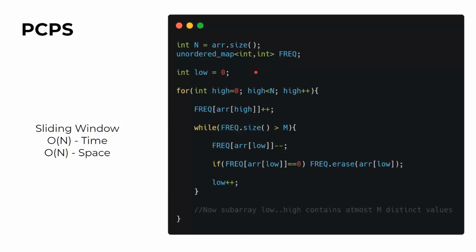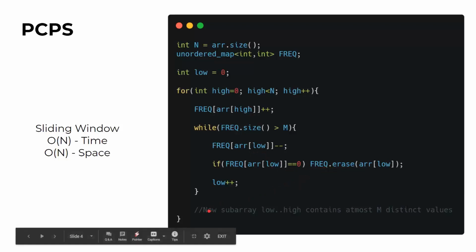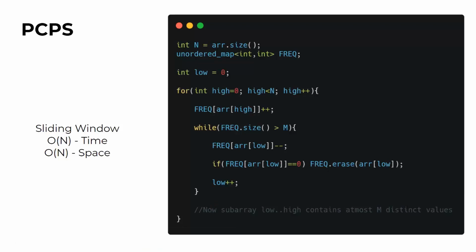Now we maintain two pointers, that is high and low. We iterate our high pointer from 0 to n minus 1 and we increment the frequency of the value present at the high index by 1. Now what we do inside the while loop: this loop says that till the size of the map is greater than m, that is, if there are more than m distinct elements in this map, then we increment our low pointer and we reduce the frequency of the element which is currently present at the low pointer. And if the value goes to 0, then we delete this element. Now, when we reach this point, then we are sure that the subarray from low to high, both index inclusive, contains at most m distinct values. This will be useful for further calculations.